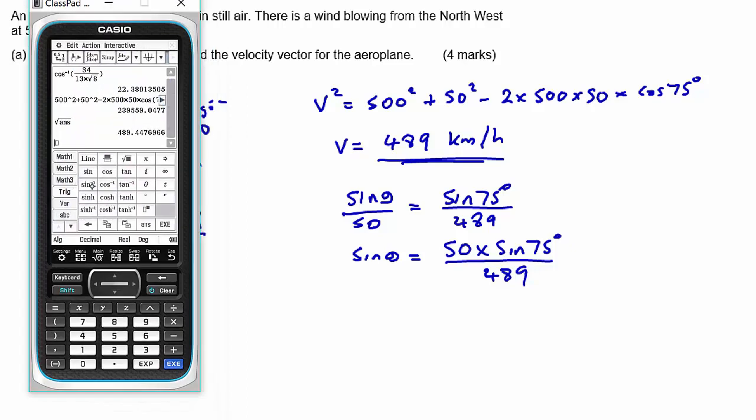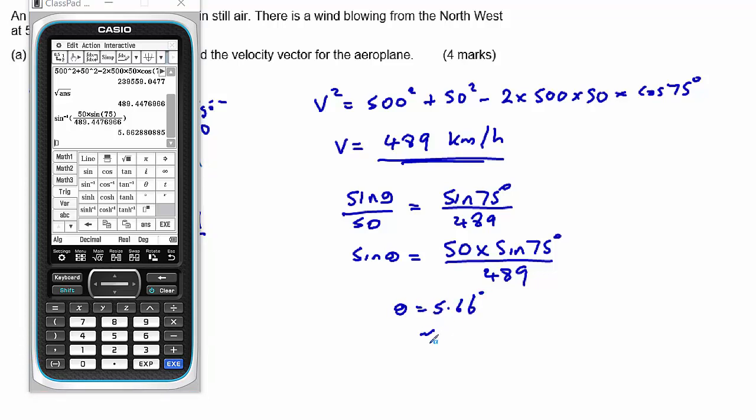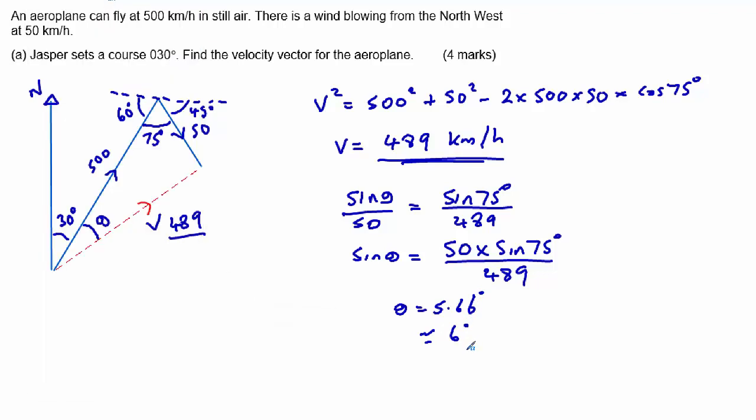So we want the inverse sine of 50 multiplied by sine 75, and we'll divide that by the last answer. I can just drag that in there like so, close the bracket, and that gives me 5.66 degrees. I'll say that's approximately 6 degrees because when we give bearings we usually give it to the nearest whole number, and so the bearing would be 036 degrees. That's 30, add the theta.